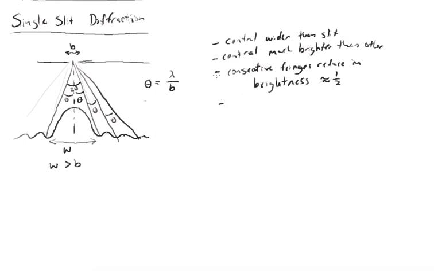And then the last thing is that the central fringe is twice as wide as the other fringes. So this is W. That makes this one 1/2 W, or W over 2. These would all be W over 2 in width. Okay, so they get smaller as you go out.